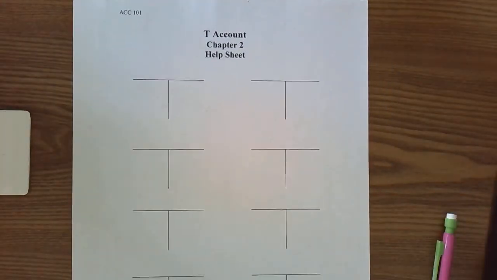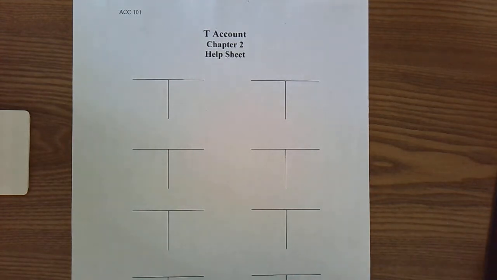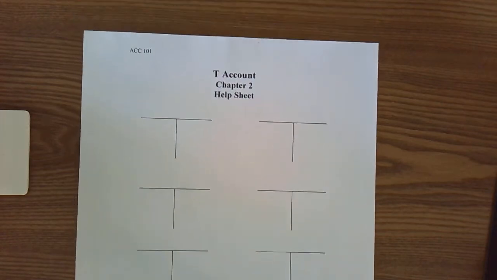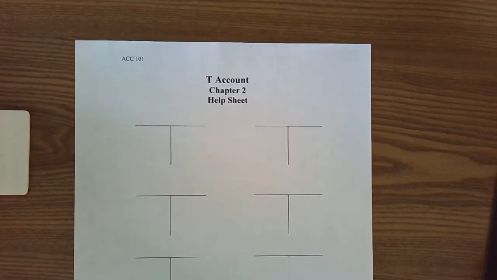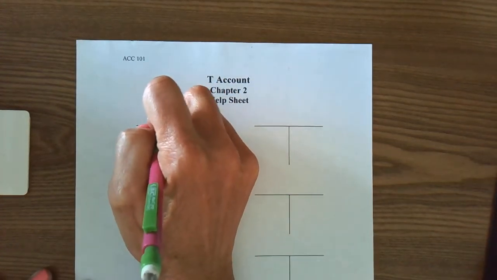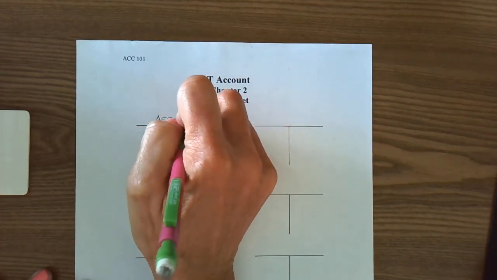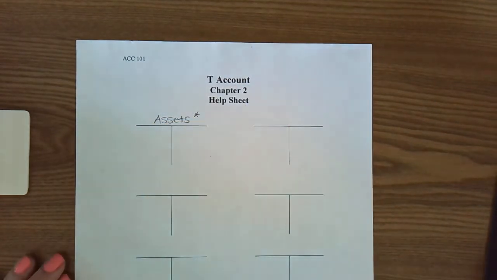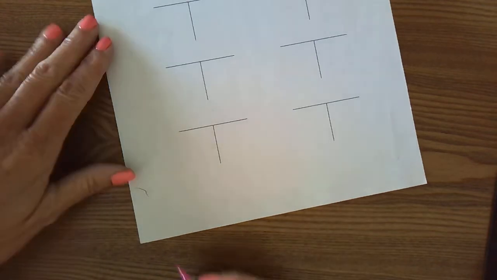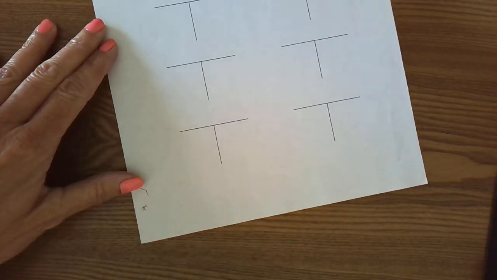So the first thing I need all of you to do is to get out your T account helper sheet, and we're going to fill this out together. And with the T account helper sheet, we're going to start with our assets. Remember, assets are things that we own. So we're going to label the first one on the left, assets, and put a little asterisk, or star, at the top of assets there. And then go down to the bottom on the left side and put your asterisk.